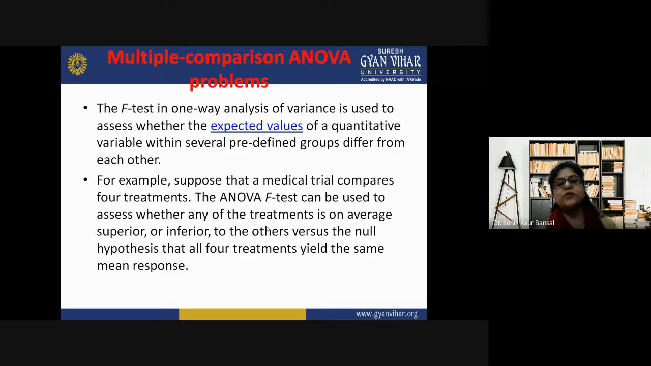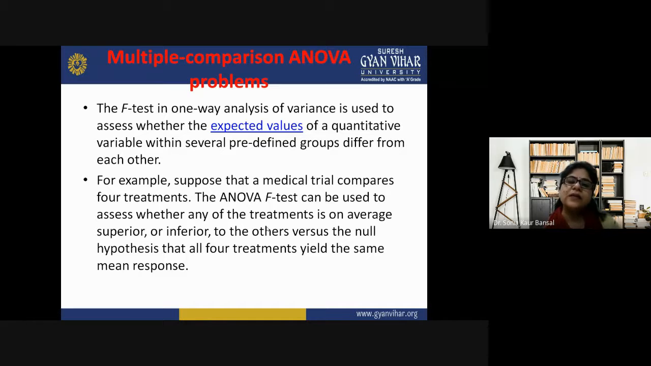For example, suppose that a medical trial compares 4 treatments. Okay, so a treatment for a disease is being given to the patients, and there are 4 types of treatments. Now you simply have to compare among these 4 treatments that are running simultaneously on the patients. So the ANOVA F-test can be used to assess whether any of the treatments is on average superior or inferior to the others, versus the null hypothesis that all 4 treatments yield the same mean response.